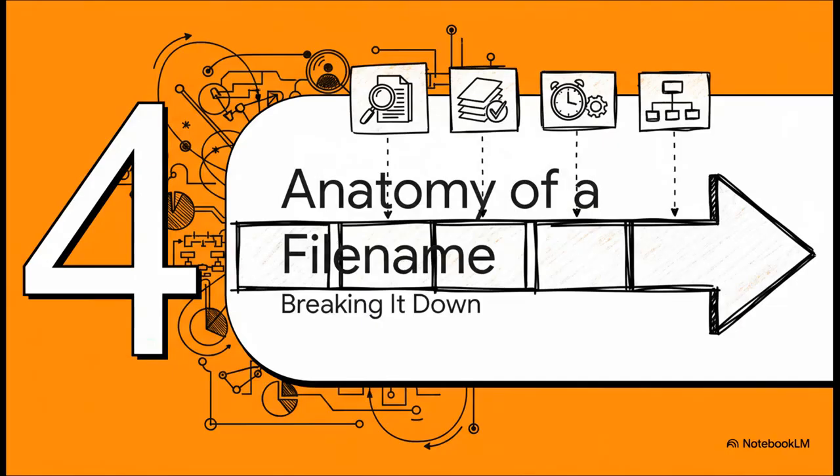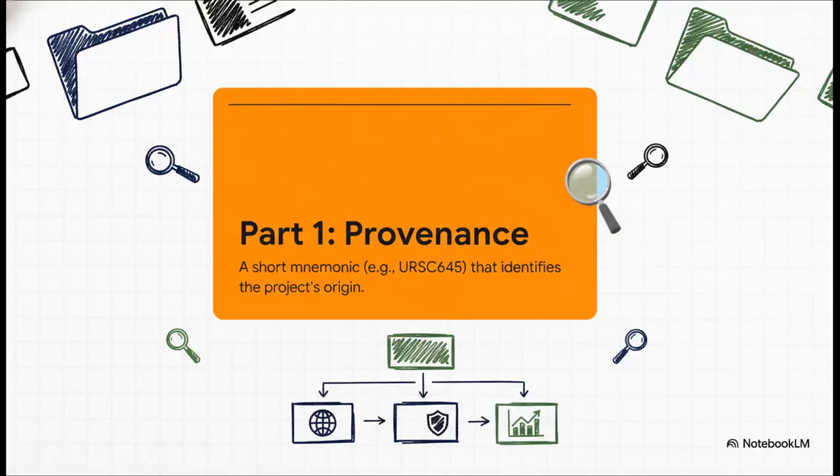All right, let's see how this actually works in practice. We're going to dissect each of those 4 parts and see how they all come together to create a file name that is genuinely useful. Okay, part 1 is provenance. This starts with a short mnemonic. That's just a memorable abbreviation that identifies the project. So, for example, if you're working on the annual marketing report, your mnemonic might be AMR.